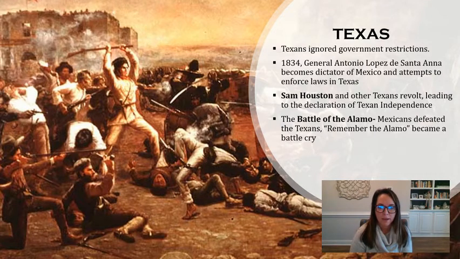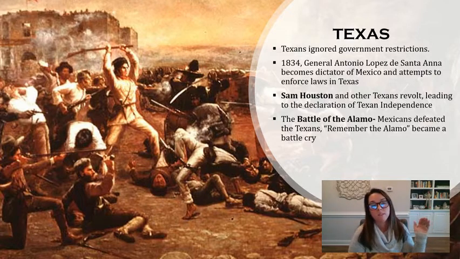One of the most famous battles is going to be the Battle of the Alamo in San Antonio, where the Mexican army defeats the Texan rebels. And it was kind of this like battle cry, if you will.